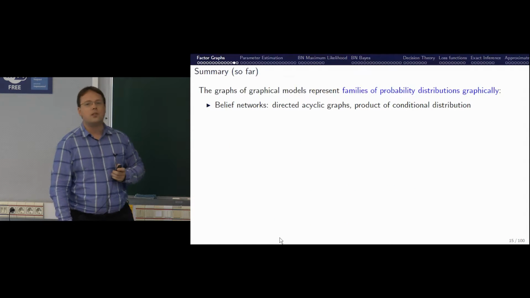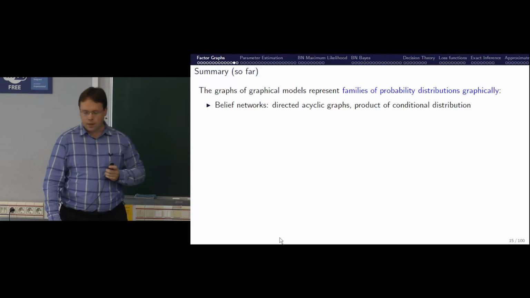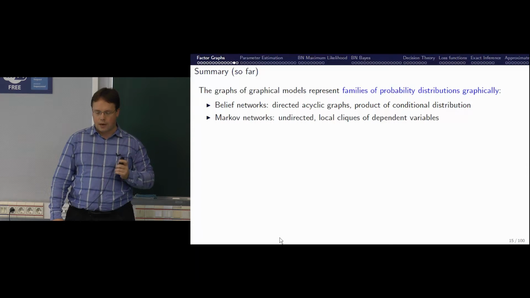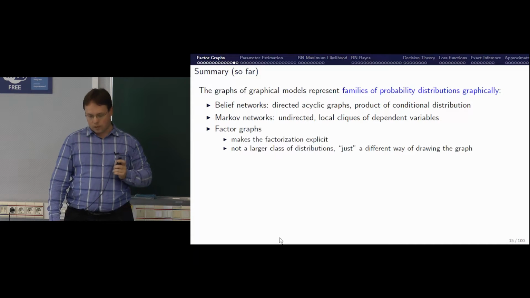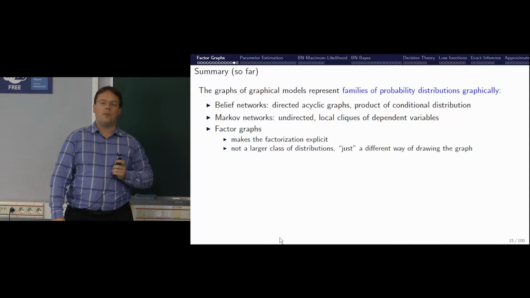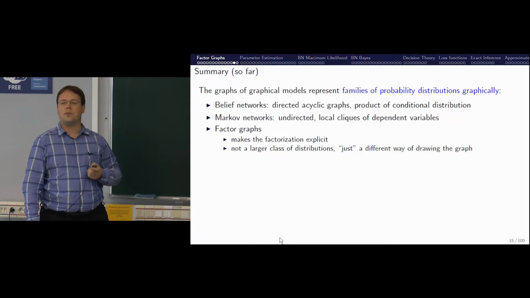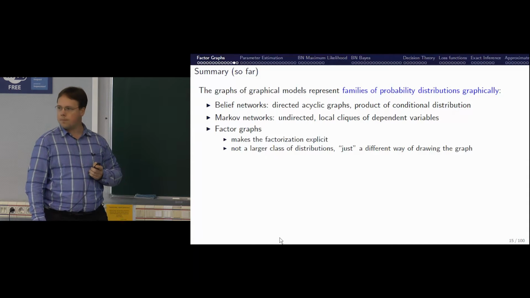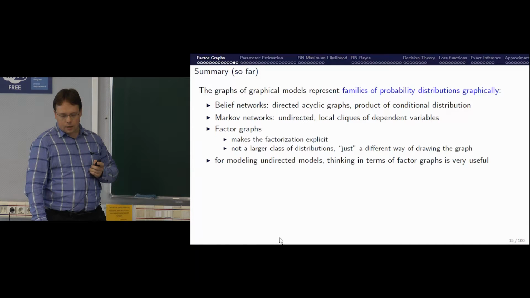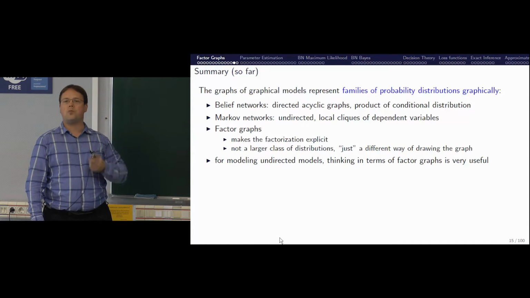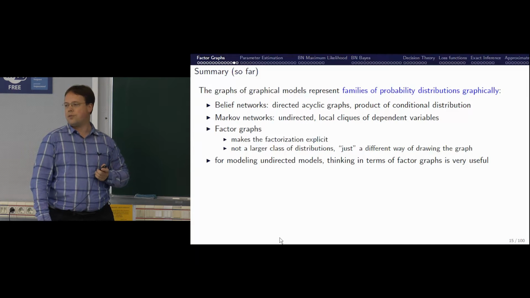Okay, so this is the summary then. Graphical models represent distributions. We already saw that. We saw directed and undirected models. Now we also saw factor graphs that are very explicit in which functions are multiplied together in order to build a distribution. It doesn't change the class of distribution, it's just a more convenient way of writing. Whenever you think about an undirected graph and you want to build one yourself, thinking in factor graphs is a good idea.